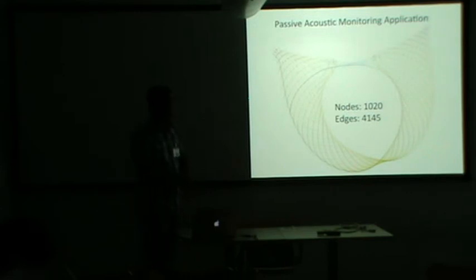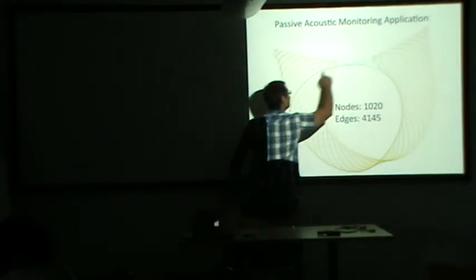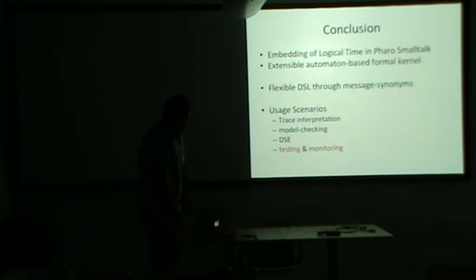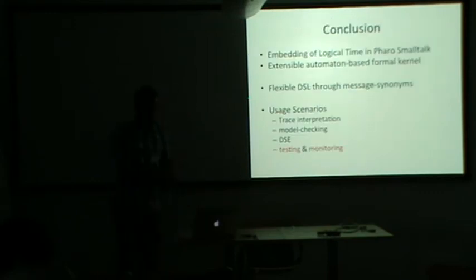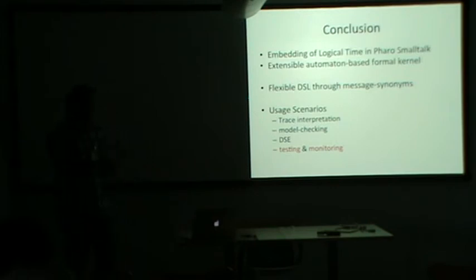In the case of a bigger application, we get something like this, with one valid schedule that will be the X around. And in conclusion, we embedded a logical time formalism in Smalltalk with an extensible automaton-based formal kernel. We have a flexible DSL that uses message synonyms to relate to the user domain.